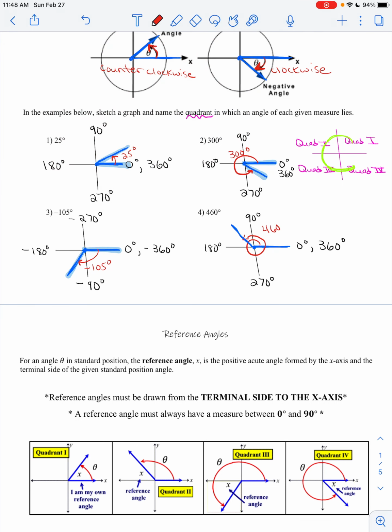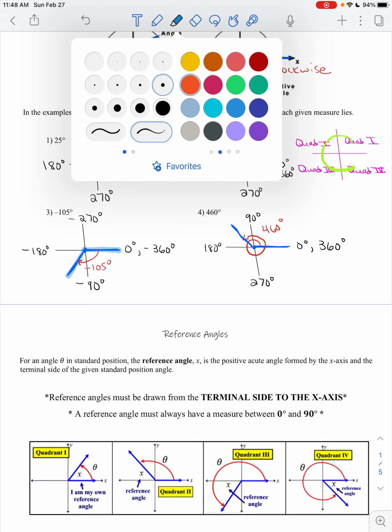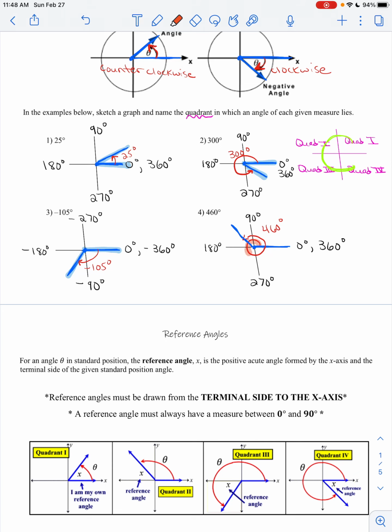That's 460 degrees. Right, so looking at this, this is telling me that I went around the circle one time, or 360 degrees. And this is telling me that I went another 100. Okay, now let's go back and state what quadrant each angle terminates in.